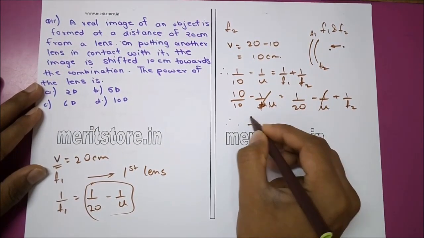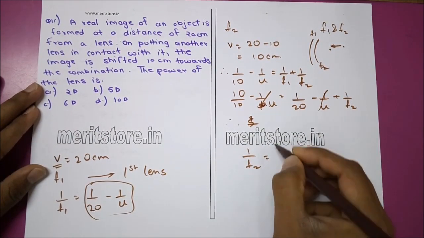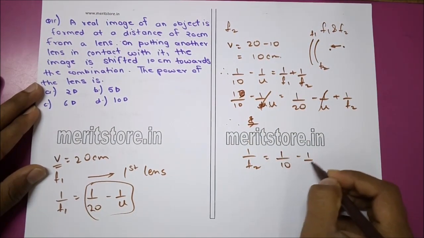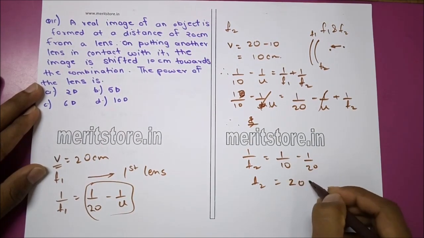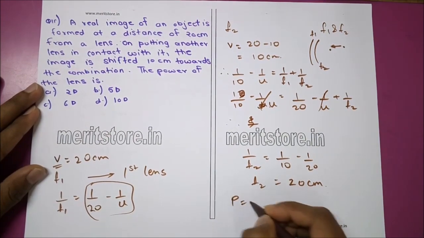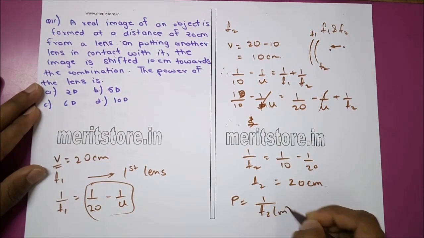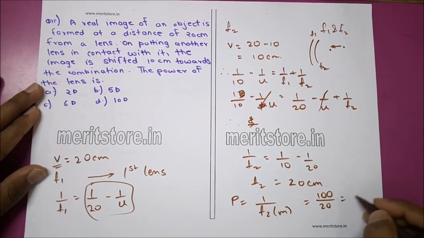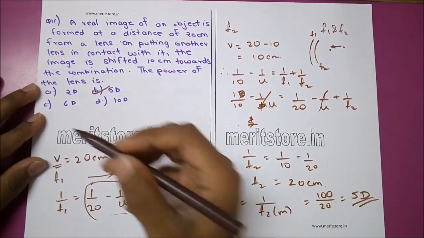So we are left with 1 by f2 is equal to 1 by 10 minus 1 by 20. So f2 turns out to be 20 centimeters. So the power of the lens is given by 1 upon the focal length, but in meters. So since this is in centimeters, to convert it into meters, 100 upon 20. So that is nothing but 5. So 5D. Hence option B is the correct answer.